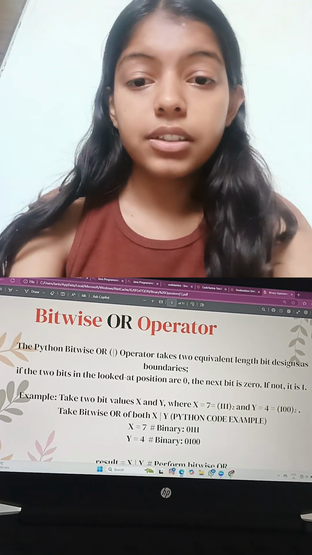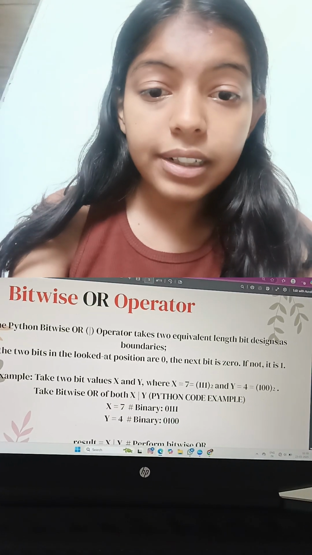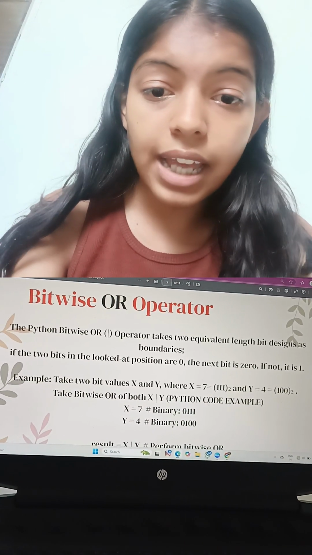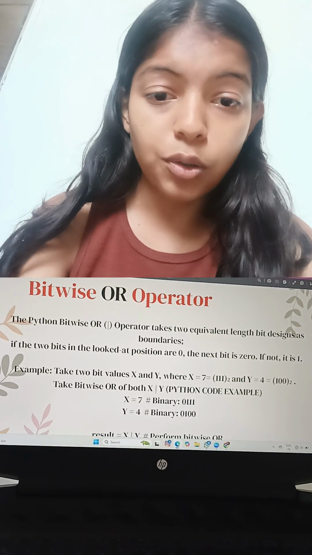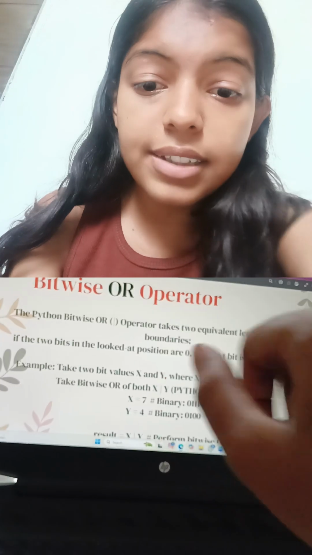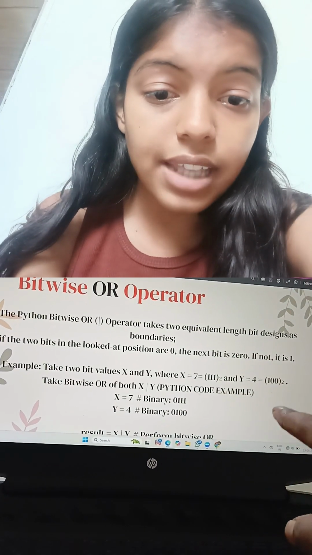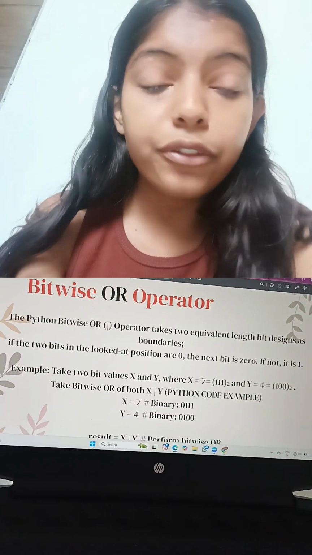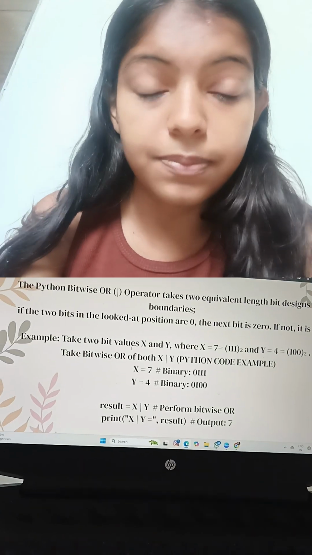Next we will see the OR operator. The Python bitwise OR operator takes two equal length bit patterns as operands. If the two bits at the compared positions are 0, the resulting bit is 0. If not, it is 1. Here is an example, again with two values X and Y. For X it is 7 and for Y it is 4. After performing the bitwise OR operation, here is the output, 7.